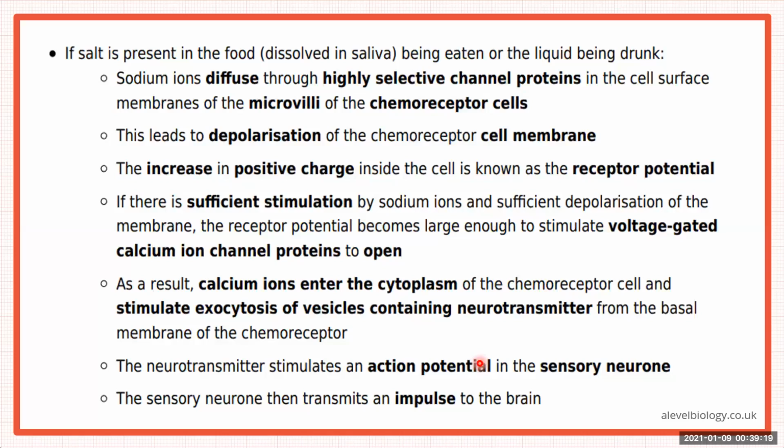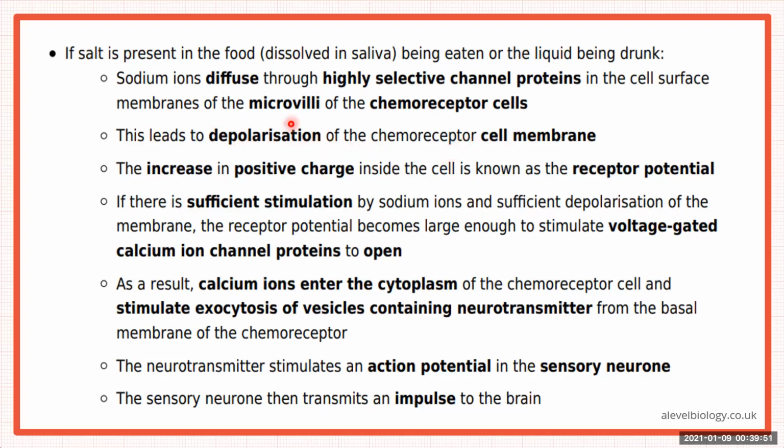If salt is present in the food, it becomes dissolved in the saliva after being eaten, or in any liquid that has been drunk. What happens is that these sodium ions diffuse through highly selective channel proteins in the cell surface membrane of the microvilli of the chemoreceptors. Remember we discussed that these are specialized cells, so they have specialized features. These chemoreceptor cells have microvilli. Microvilli increase absorption.